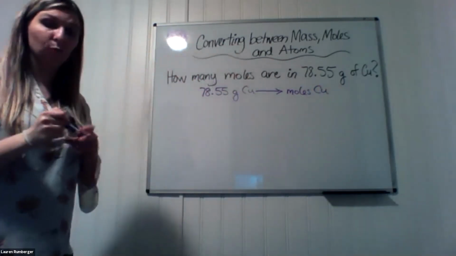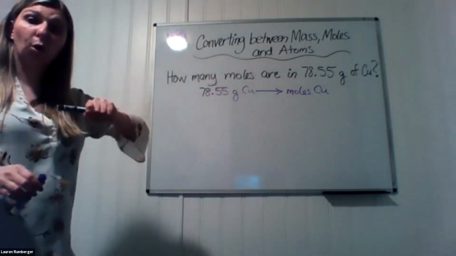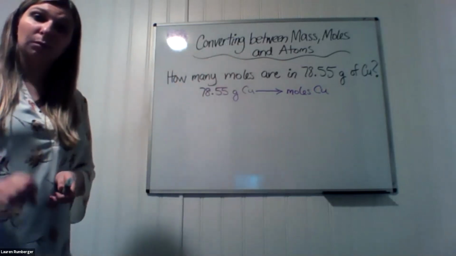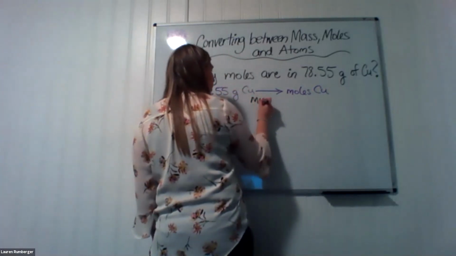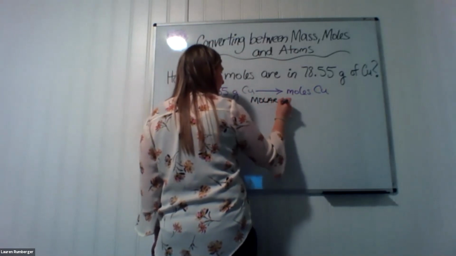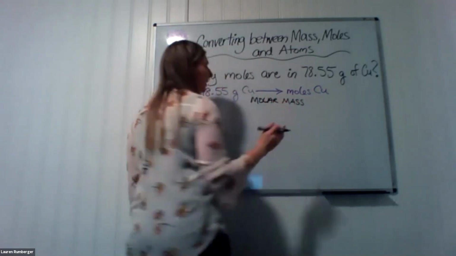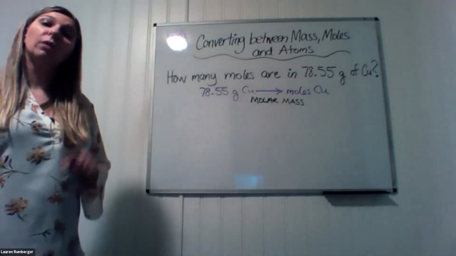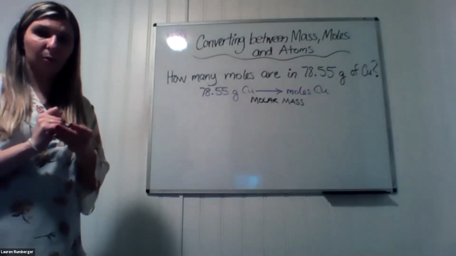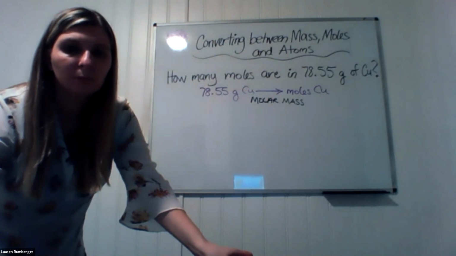What relationship do we use in order to convert grams to moles? What we will be using is molar mass. Molar mass is needed. Where do we find the molar mass of copper? To find the molar mass of copper, we're going to go to the periodic table. So let's take a look at our periodic table.